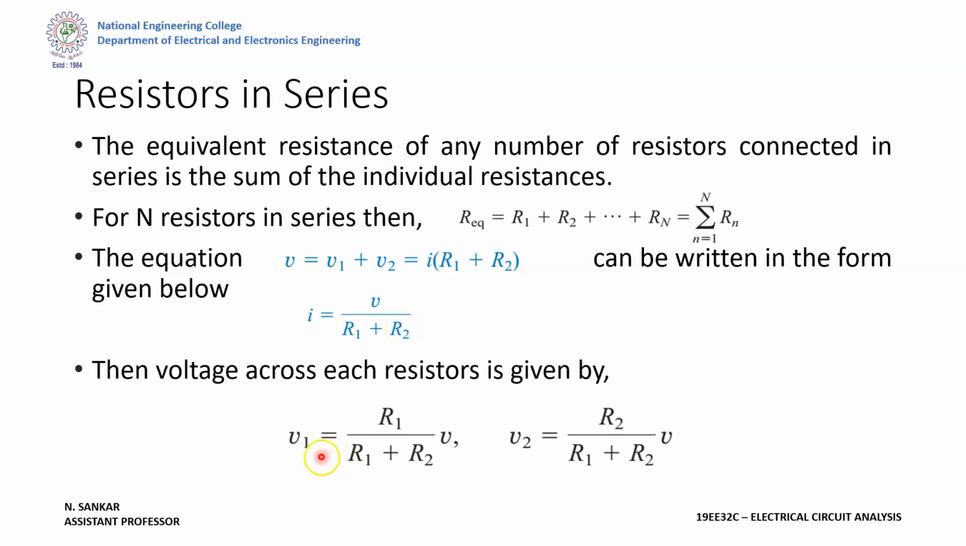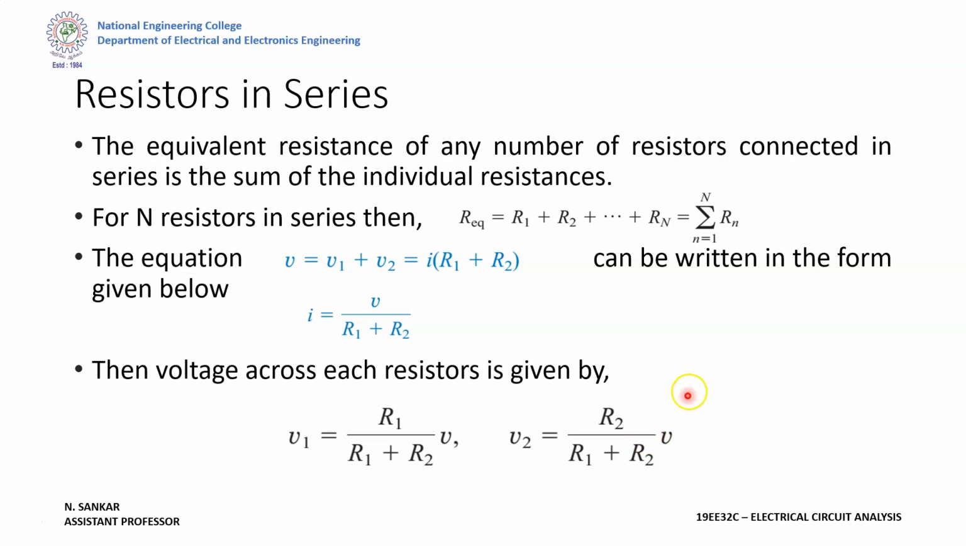Okay, so V1 is nothing but I into R1. Instead of I, I have just substituted V divided by R1 plus R2. Similarly for V2, small i into R2. For small i I have substituted V by R1 plus R2. Here R1 plus R2 is nothing but your equivalent resistance.